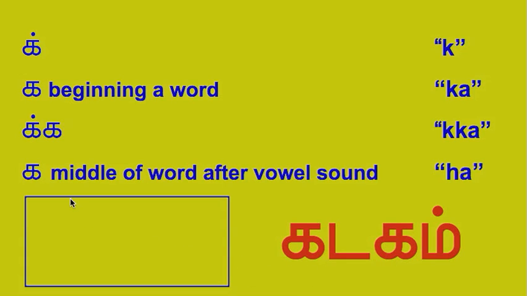All right, next. First letter is ka. Next letter, we know from the previous lesson that this is going to be either the ta or the da sound, and because it's in the middle of a word, it's going to be the da sound. Next, ka, middle of a word, directly following a vowel sound, so the a in the da is going to be a vowel sound. So this third letter is going to have the ha sound. And the last letter is im. So what do we get? Ka, da, ha, im. Kadaham.